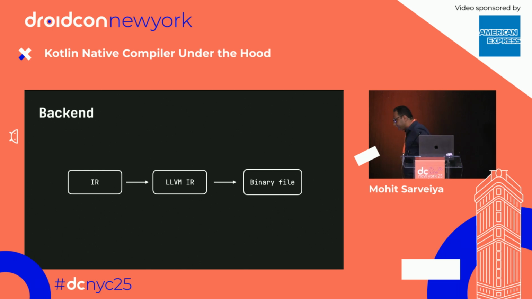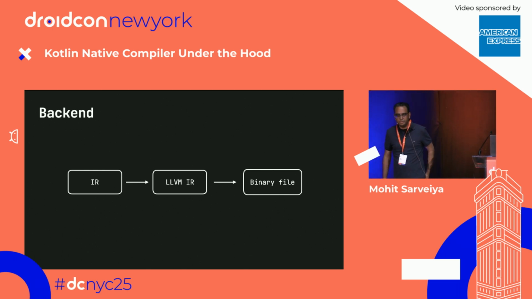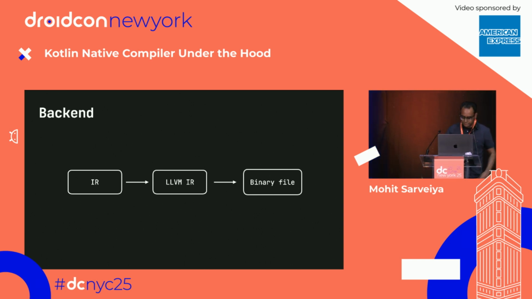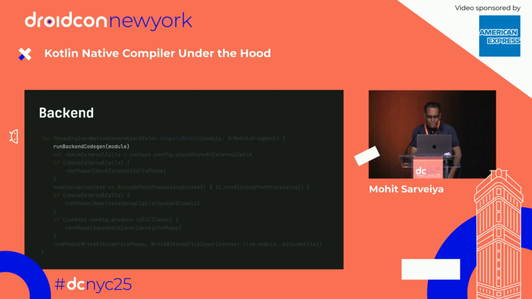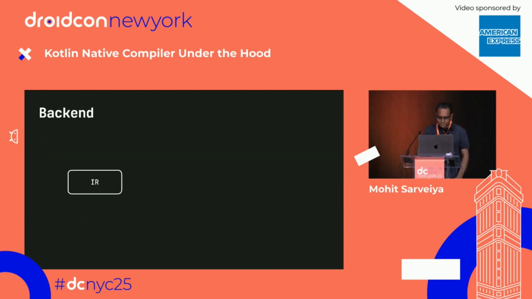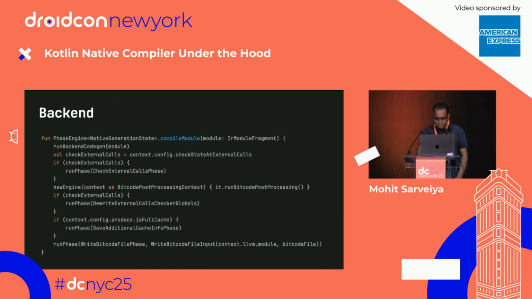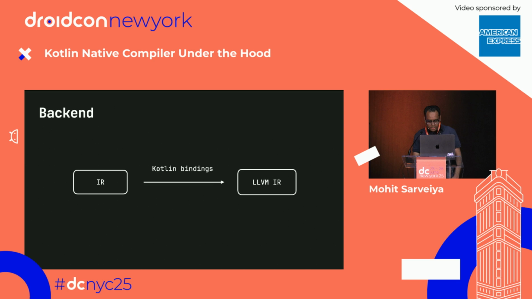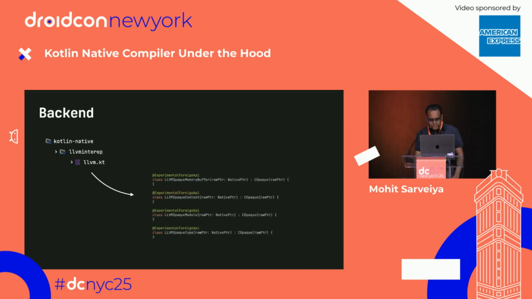One challenge about presenting something like this is that it's very complicated. And it's not even something that an LLM could tell you how things work. So when you look at this, this right here are the steps to do backend. This right here is the code that creates a binary file for you. And what I'm going to share with you is that there are Kotlin bindings to the LLVM IR, and it looks like this.